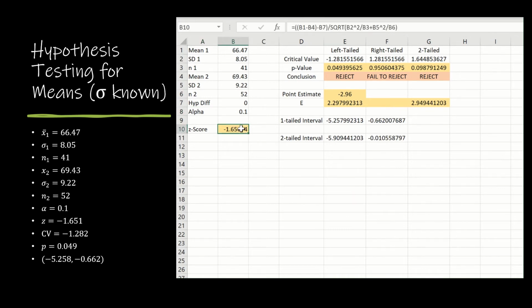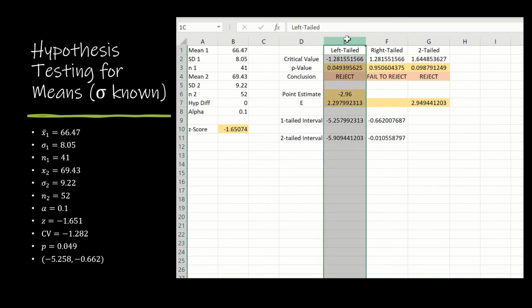Again, for z-score, I'm just using the z-score formula that says take the first mean minus the second mean minus the hypothesized difference. Notice the parentheses. I need parentheses around the numerator. For the denominator, I need the square root of the first standard deviation squared divided by its sample size and the second standard deviation squared divided by its sample size. So that's going to give me my z-score, and if you'll notice, that z-score does match what we found when we did it by hand.